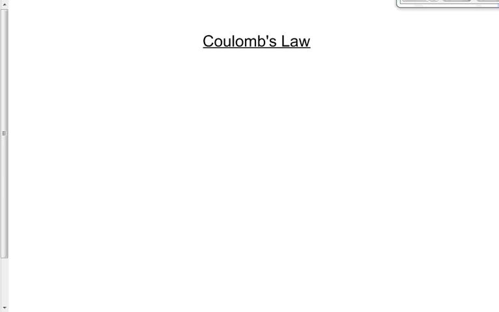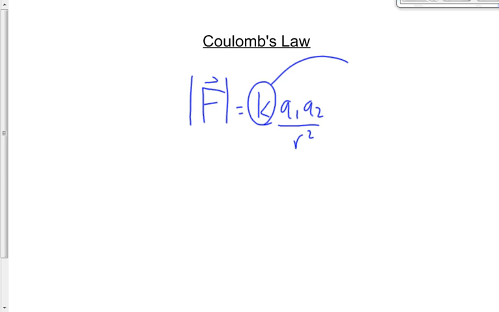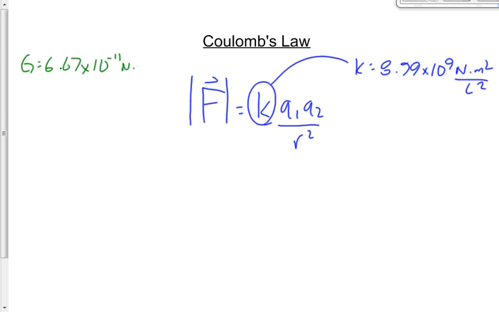Coulomb's law says what I just wrote down. The magnitude of the electric force that acts between two objects, positive-positive, positive-negative, negative-negative, is equal to K times Q1 times Q2 over R squared. K is a constant. Now that constant has a value of 8.99 times 10 to the 9 Newton meters squared per Coulomb squared. As opposed to that gravity constant, if you remember that from Physics 20, which was 6.67 times 10 to the minus 11 Newton meters squared per kilogram squared.